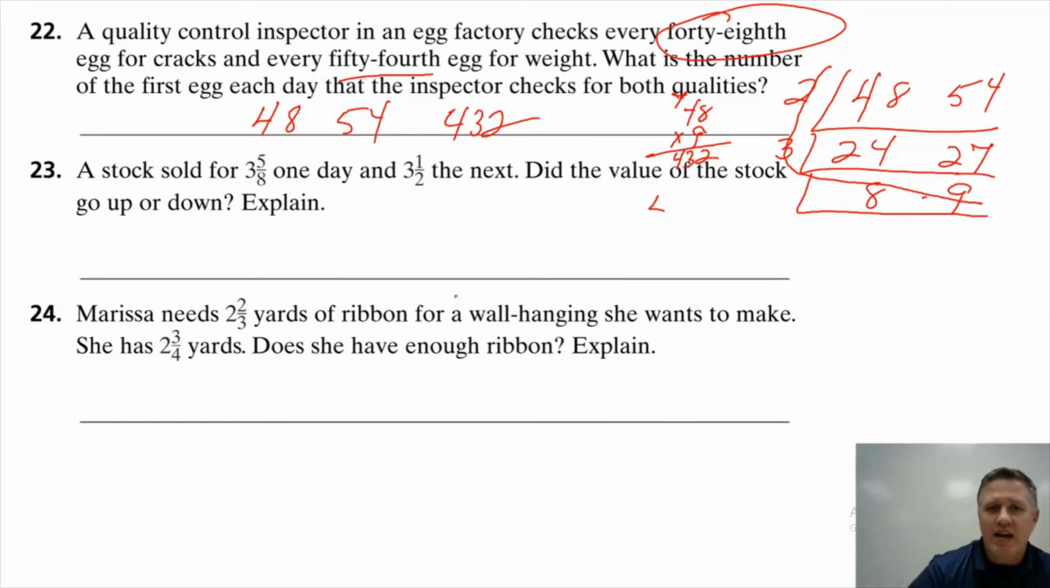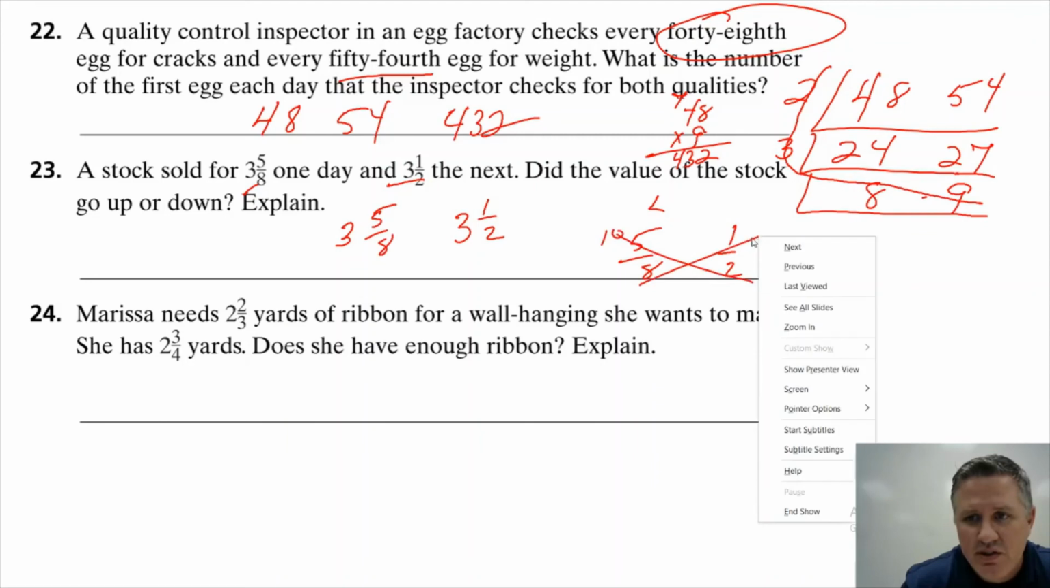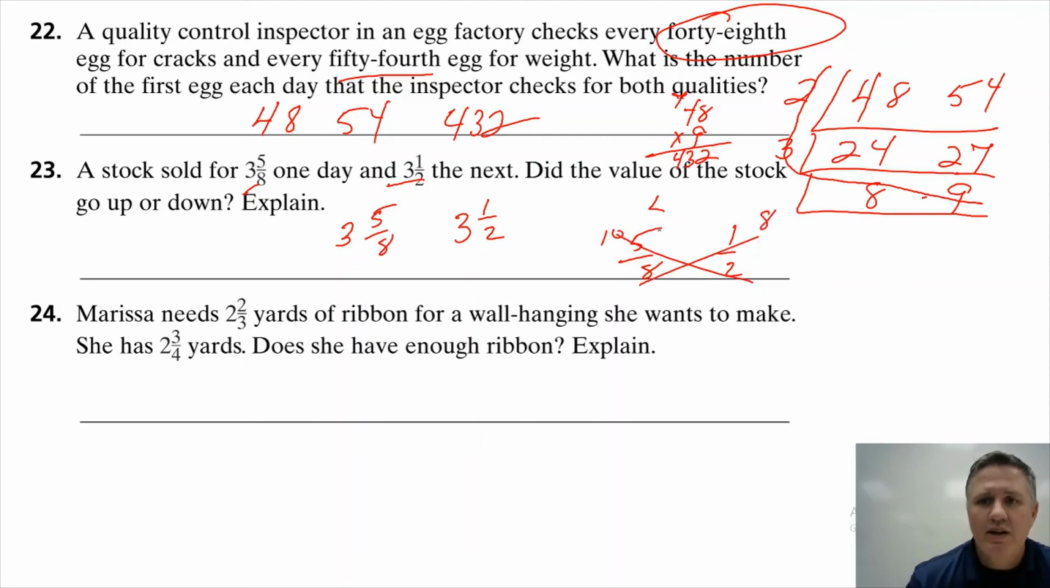Okay, next one. A stock sold for 3 and 5/8 one day and 3 and 1/2 the next. Did it go up or down? So basically, see how they both have 3 in common? We're really comparing the 5/8 to the 1/2. So pull it apart. 5/8 compared to 1/2. What's bigger? Well, this is more than half. This is less than half. You could prove it to yourself and do the diagonal trick, right? But 5/8 was bigger. So if it started bigger and went smaller, it went down.